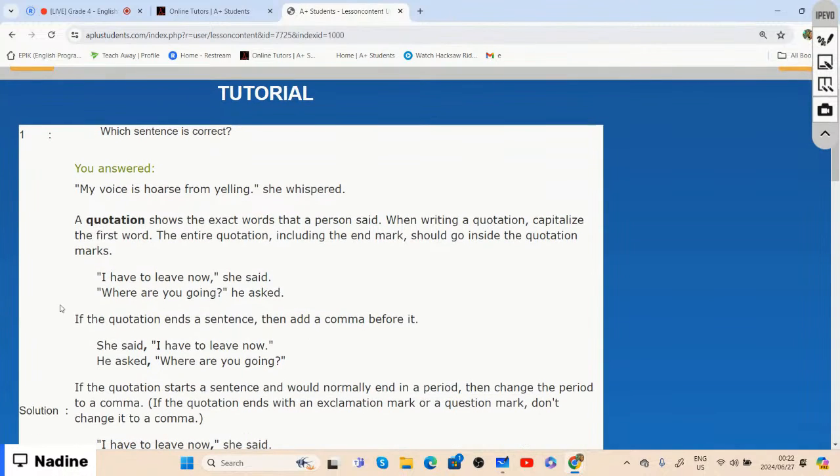All right. And we mentioned that a quotation shows the exact words that the person is saying. Remember, if it is not your words, and somebody else said it, you are just repeating. It's like you're a copycat, repeating what the person had said. So a quotation shows the exact words that a person said.